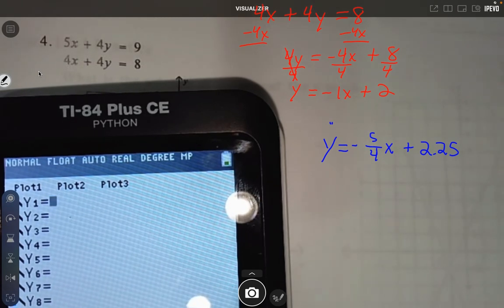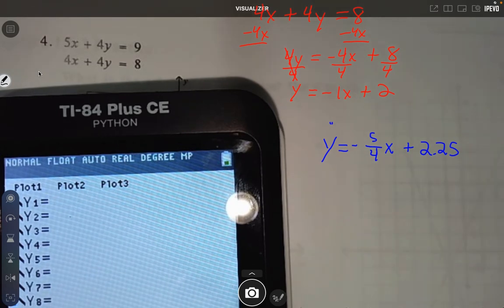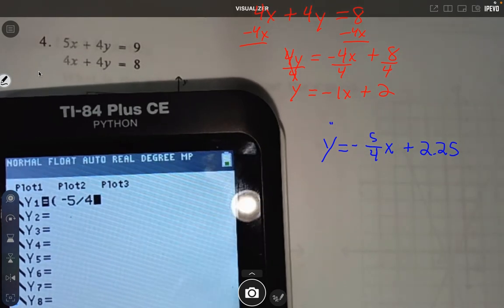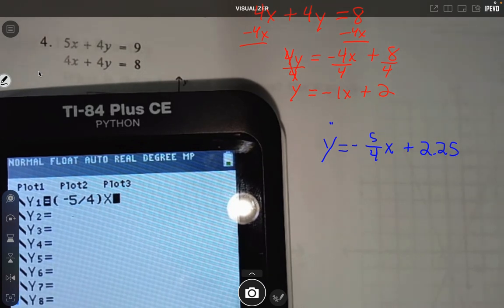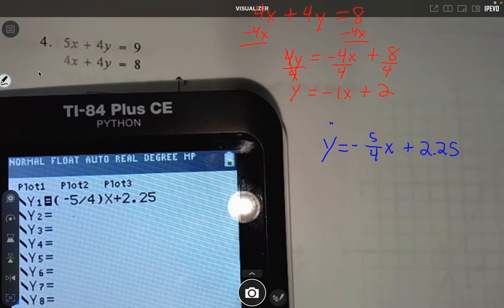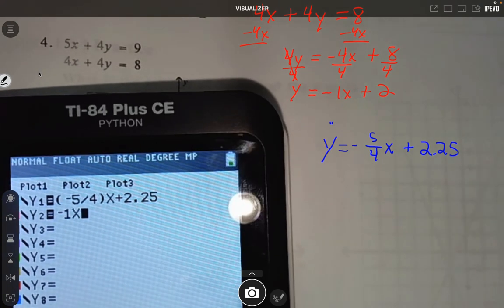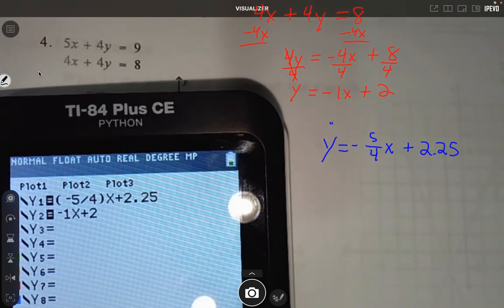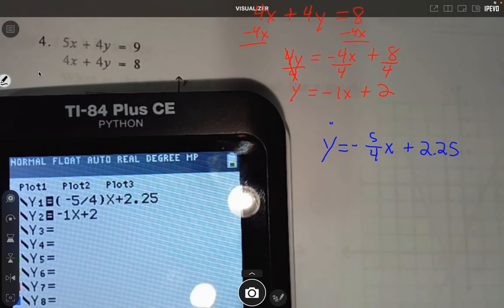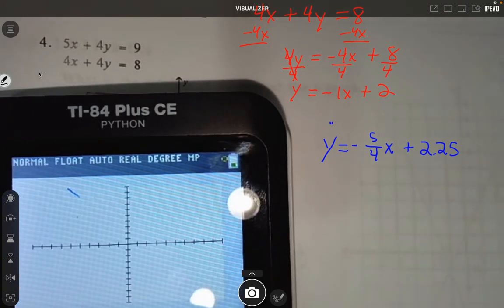All right. Y equals, let's do the blue one first. Negative 5/4. So if y'all want to put it in parentheses, you can. X plus 2.25. Does the parentheses do anything different? No, not really. Not on this one. Sometimes I use parentheses a lot just because I want to be careful with my fractions. So I usually do them. But it doesn't matter on this. Then the next one, what is it? Y equals negative 1x. Normally I don't put the 1, but I'm going to show you that you can and it's just fine. Is everybody okay so far? Then we press the graph button.